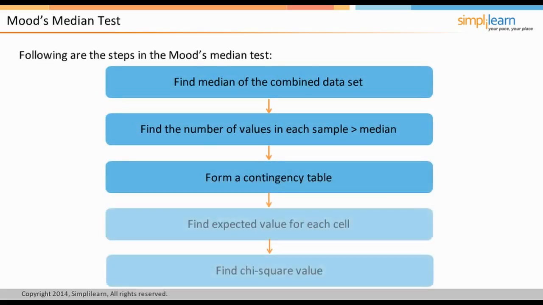Following are the steps in the Mood's median test. First, find the median of the combined data set. Next, find the number of values in each sample that are greater than the median and form a contingency table. Then, find the expected value for each cell, and finally, find the chi-square value.